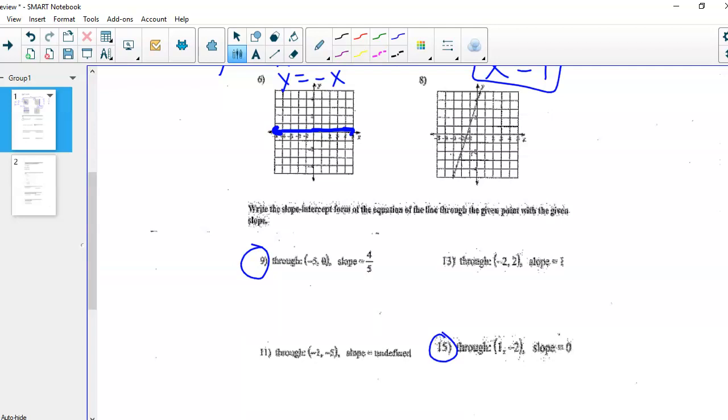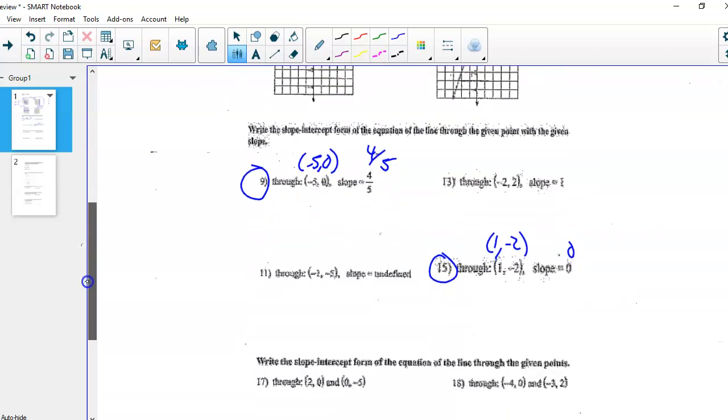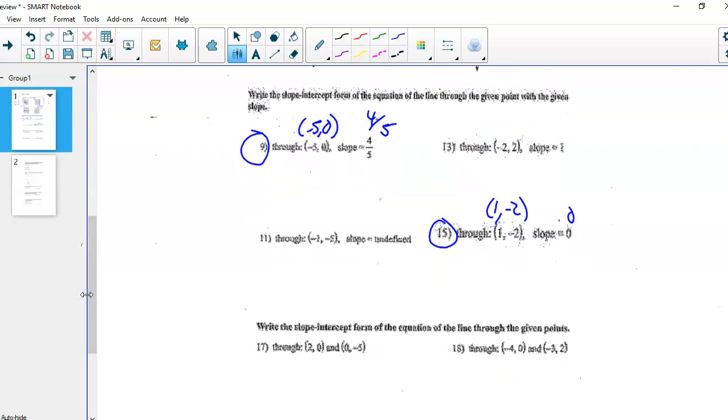4, this one. So this is -5, 0. And then 4/5. And then this is 1, -2. Are these answers what I learned? Yes. Since the beginning of the unit. So for these, you're given M, X, and Y. You need to find B. Same process that we've been doing.